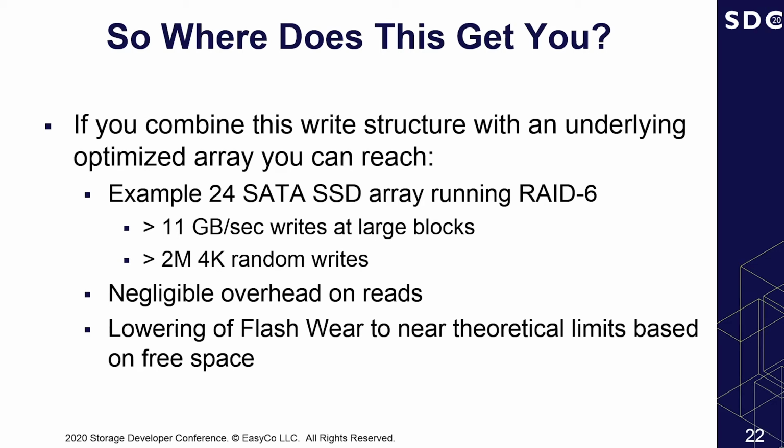On writes, things are very different. Because you are writing perfect, linear, aligned writes, you can easily hit the linear write speed of the underlying drives. For 24 drive SATA arrays, this means 11 gigabytes per second for larger blocks and 2+ million IOPS for 4K random writes. One of our licensees coined the phrase, "We write faster than we read." This is still true.